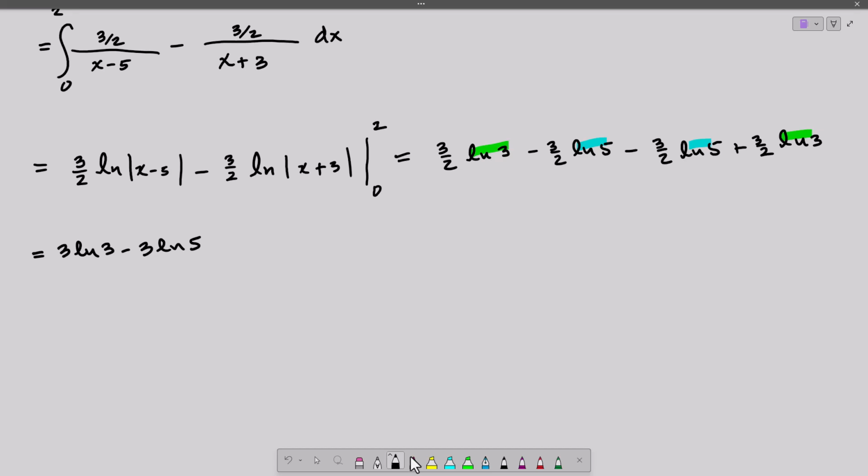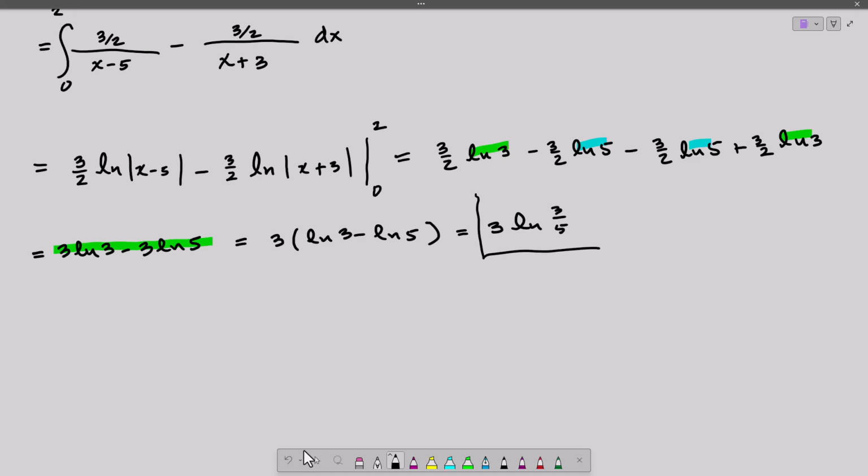There's a few things we could do here. We could factor out the 3 and then we have this, which you could rewrite as 3 natural log of 3/5. That's a possibility. It is totally fine to leave it in this form right there. That's a reasonable place to stop, but you can go the extra mile and get this more simplified answer if you wanted to. All right.